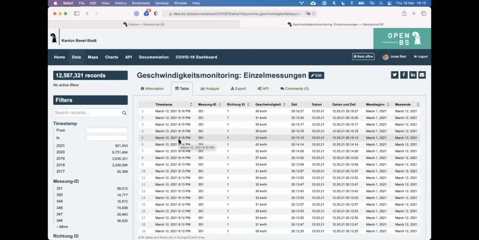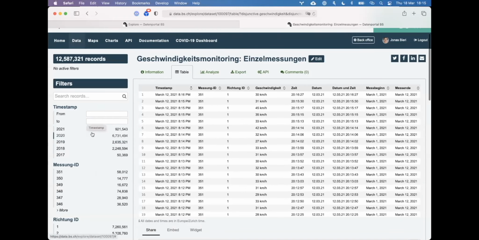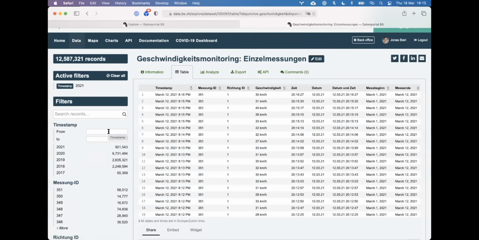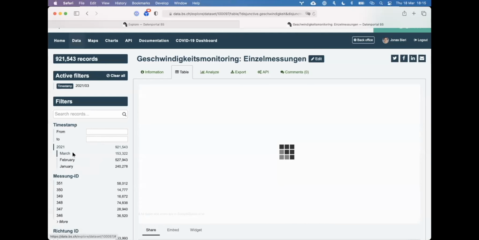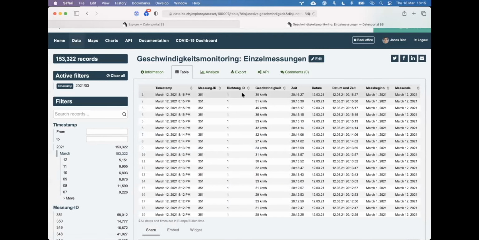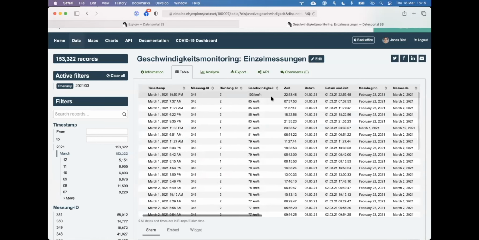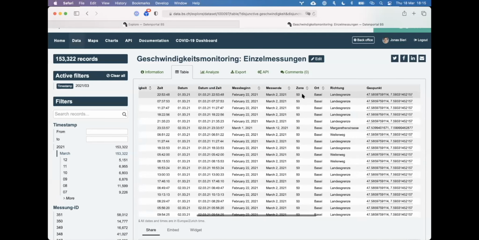I really love it. It's huge, but it's very usable. So on the left side, we can filter. For example, we can dive in and filter only 2021 from March, so only the latest ones. And here, let's sort by speed. That's the slowest, probably these were people walking by. And the fastest, okay, this is 103 kilometers per hour in a 50 zone. That's probably a bad thing here.